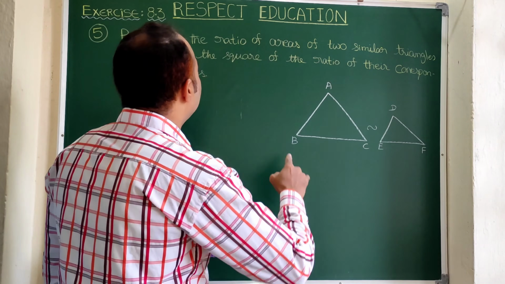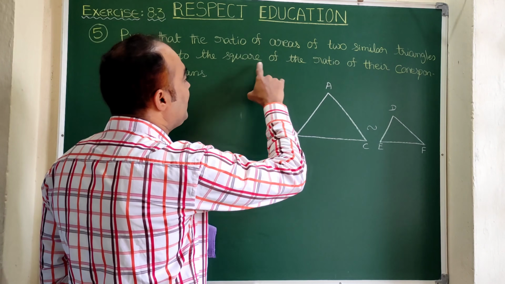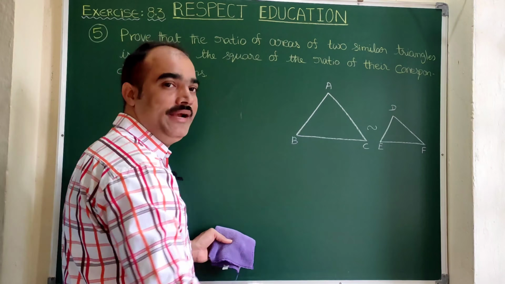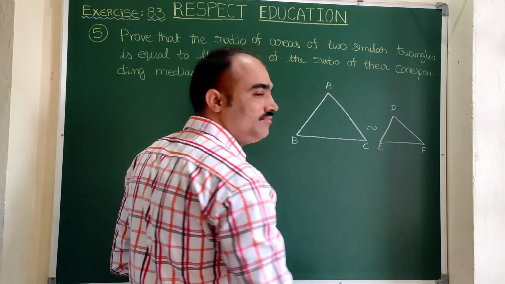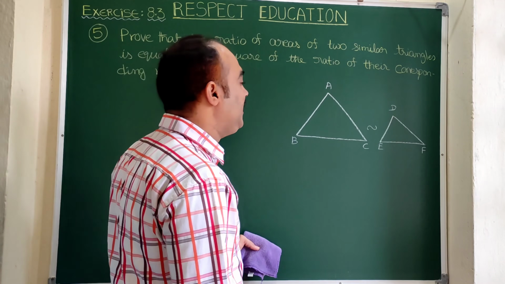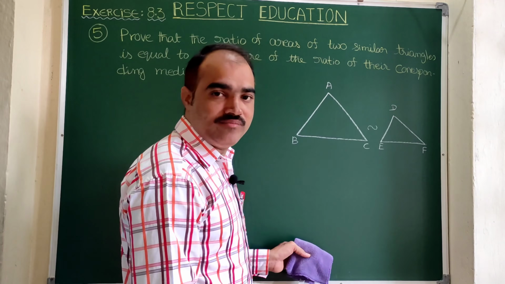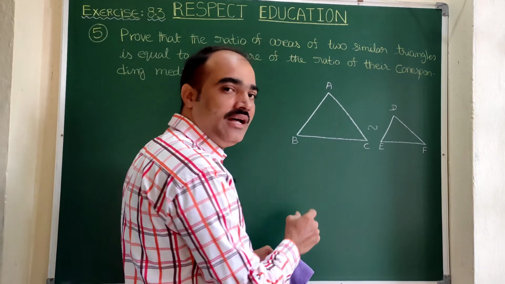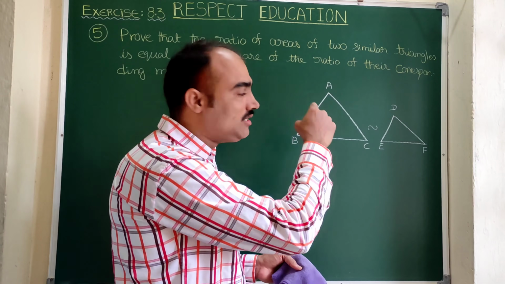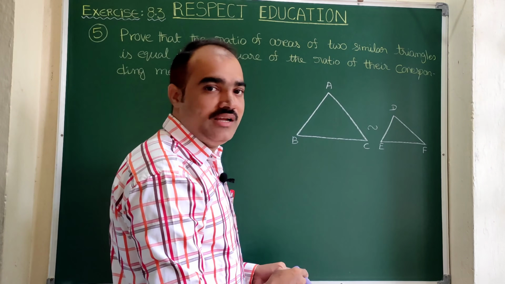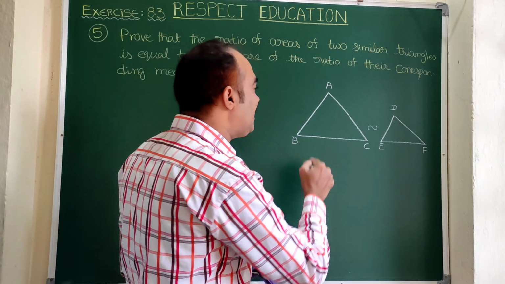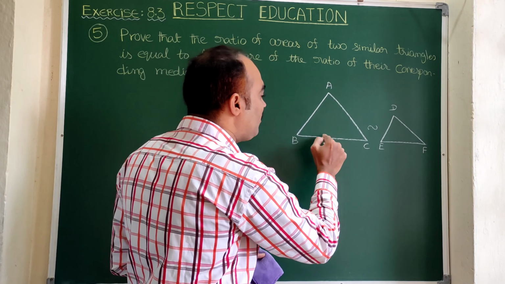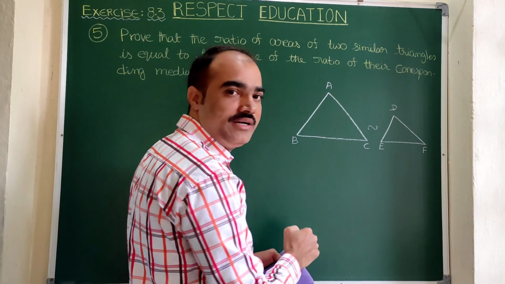Now we need to take the square of the ratios of the corresponding medians. That means here medians are to be drawn. What is meant by median? The line joining the midpoint of a side of a triangle to its opposite vertex. Here you see for triangle ABC, 3 sides are there, so we can take 3 midpoints. Here one midpoint, here one midpoint, here one midpoint.